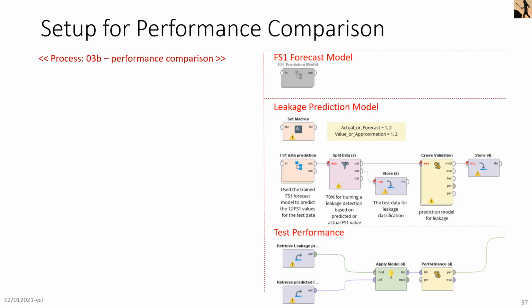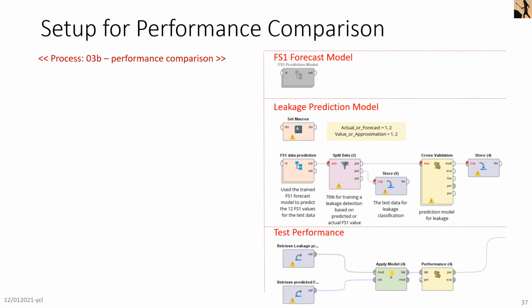Now we can disable the first phase because that has been done and we don't have to repeat it for every different configuration. By configuration, I'm talking about whether we are using the actual value or the forecasted value, or whether we are using the values themselves or the approximating coefficients. So you come up with 4 different configurations, and we should be able to see the difference between these configurations.